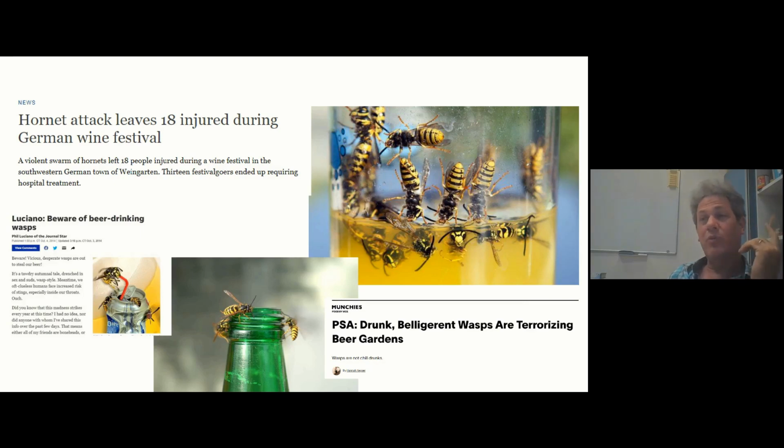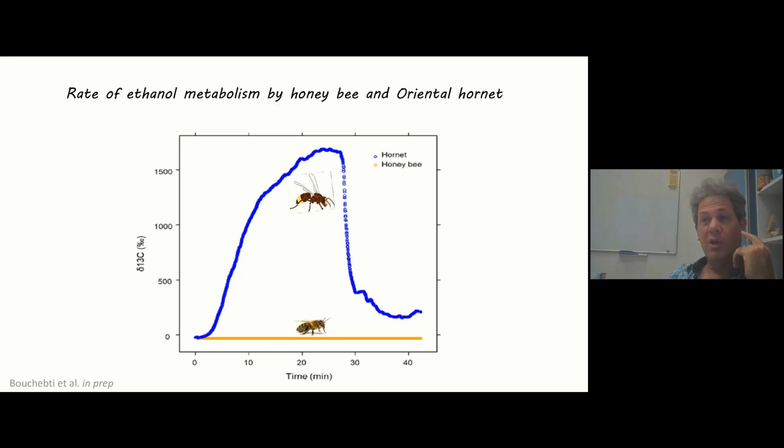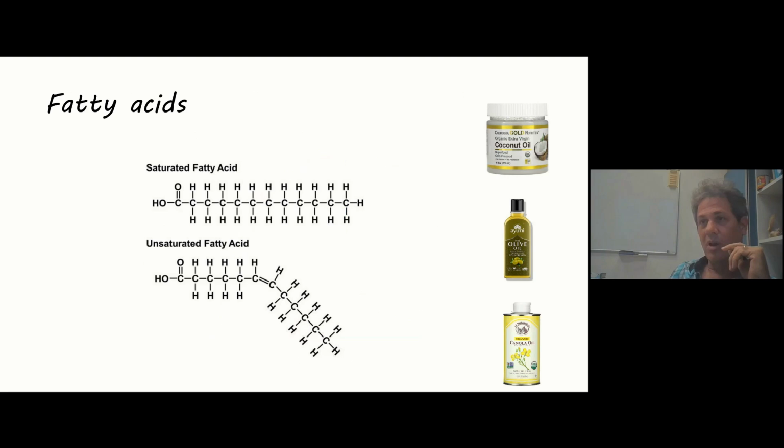And in this experiment, we fed ethanol labeled on carbon number 1 to a hornet and to a bee and put them in a metabolic chamber. And you can see the rate of oxidation of the ethanol by the hornet, which is extremely fast, while the bee very slowly metabolizes the ethanol. And it might explain why bees get poisoned by ethanol and also get addicted, while hornets are not. And it's a project that we are working on right now.